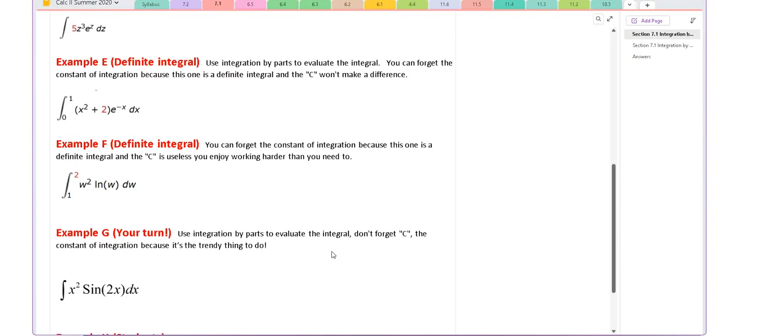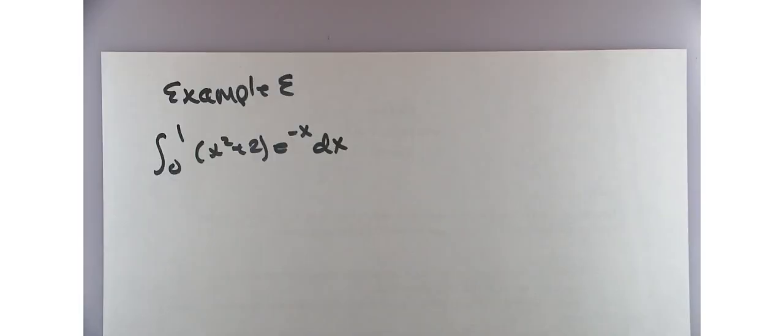Let's turn this into a definite integral type problem. If you actually looked at your handouts, you might see kind of a running joke as you go through these problems. I don't know if anyone noticed it or not, but it's there. Let's see, we want the integral. So this is example E. The integral from 0 to 1 of x squared plus 2 times e to the negative x dx. So this is a nice one to build on what we just did.